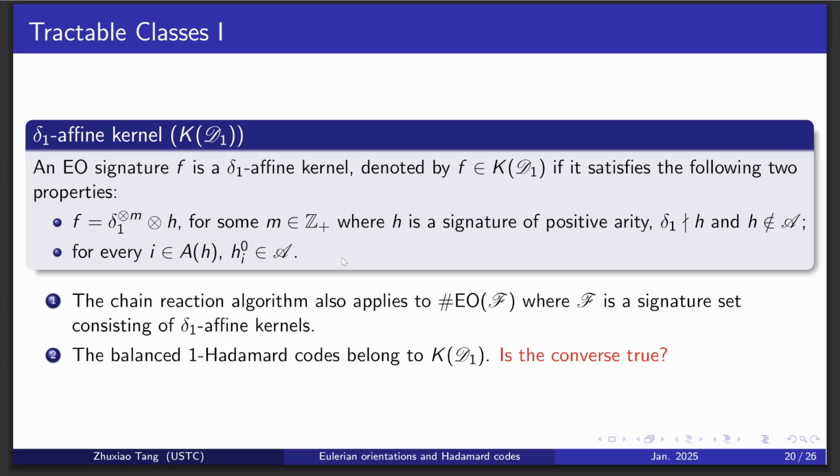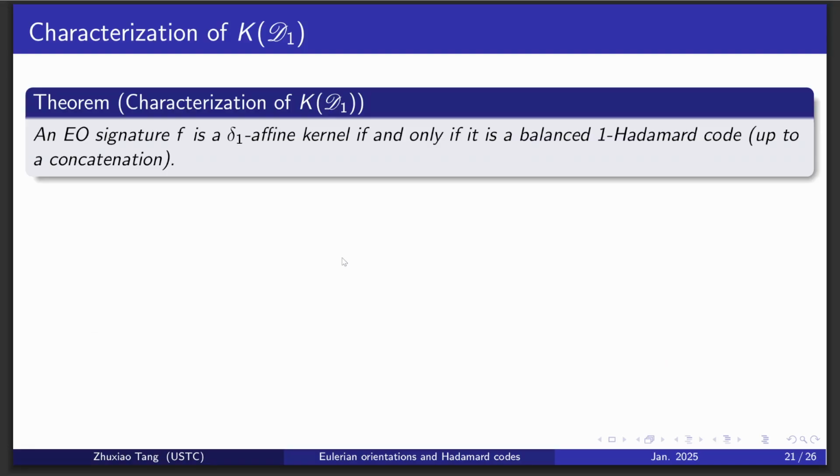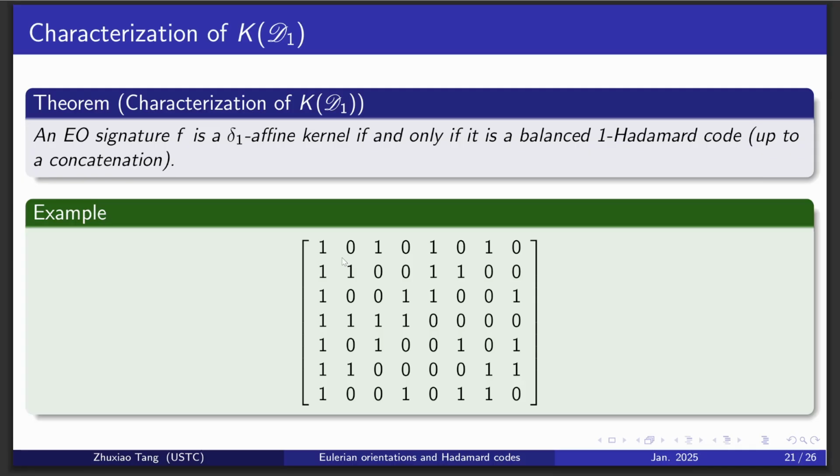We ask the following question: is the converse also true? That means, if F is a delta 1 affine kernel, can it be characterized by the balanced Hadamard code? And it turns out to be true. The main technical contribution of the paper is this theorem. An EO signature F is a delta 1 affine kernel if and only if it is a balanced Hadamard code up to a concatenation. Here is an example. This is a delta 1 affine kernel, and this is also a balanced 1 Hadamard code of size 8.